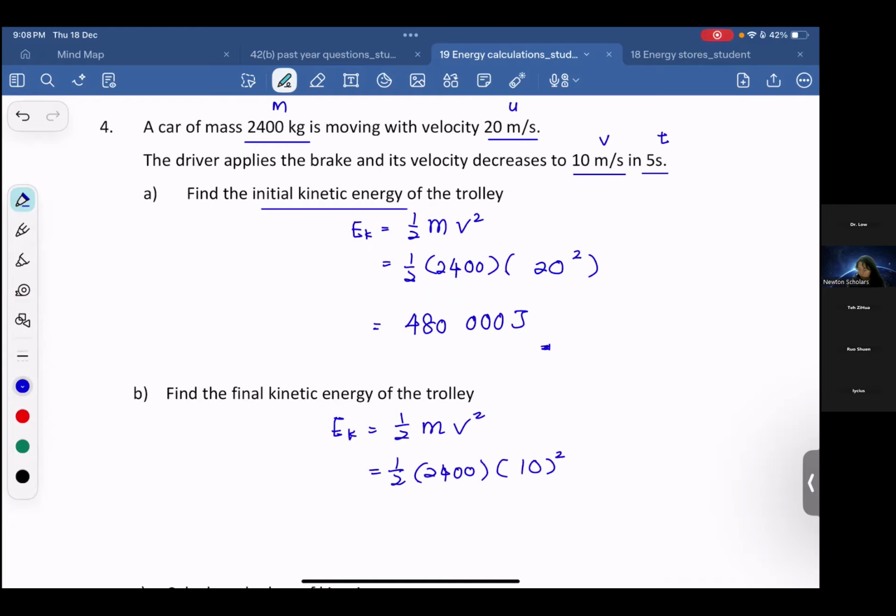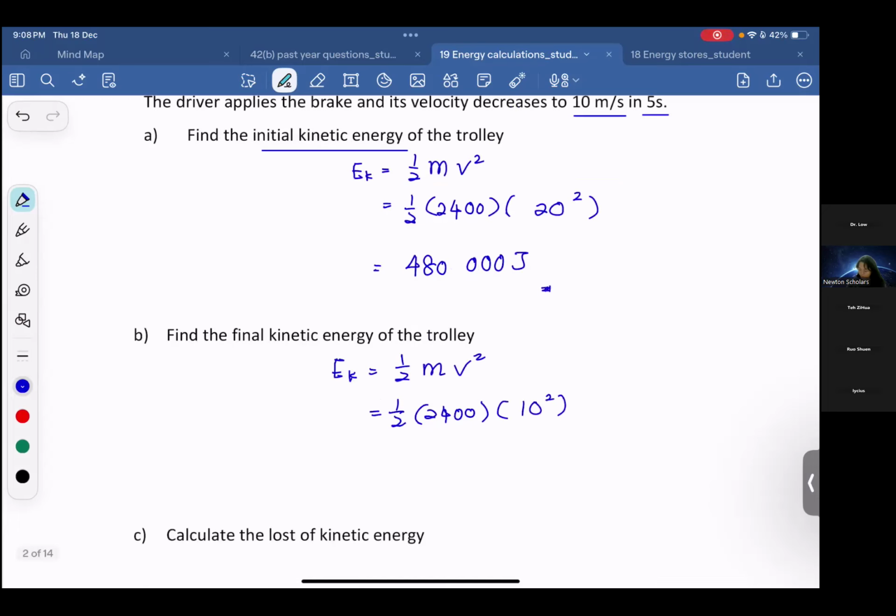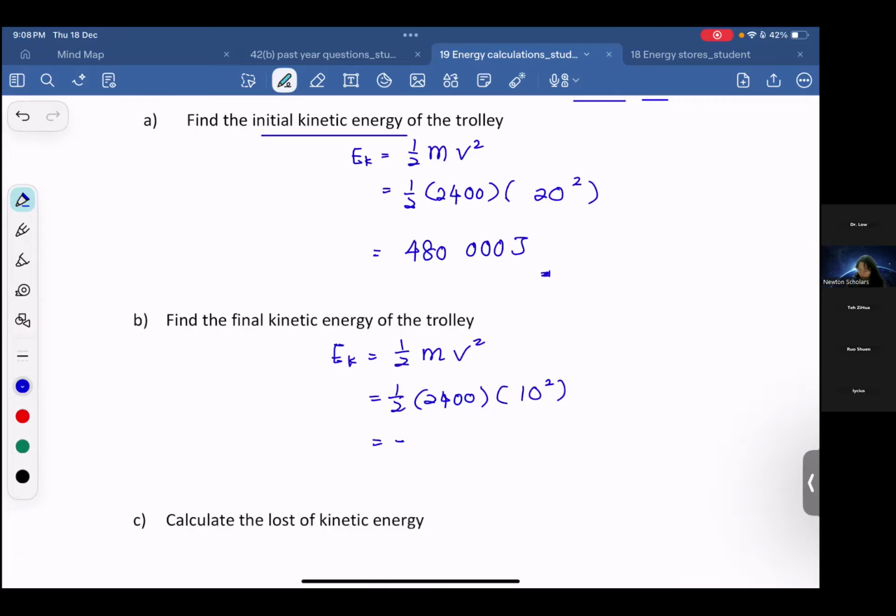Final kinetic energy, so you should use the final velocity. A is correct. Okay, B, do it. Yes, correct. You need joule. Okay, you have found that initial is 480,000. Final only 120,000. So that means that the energy is losing.